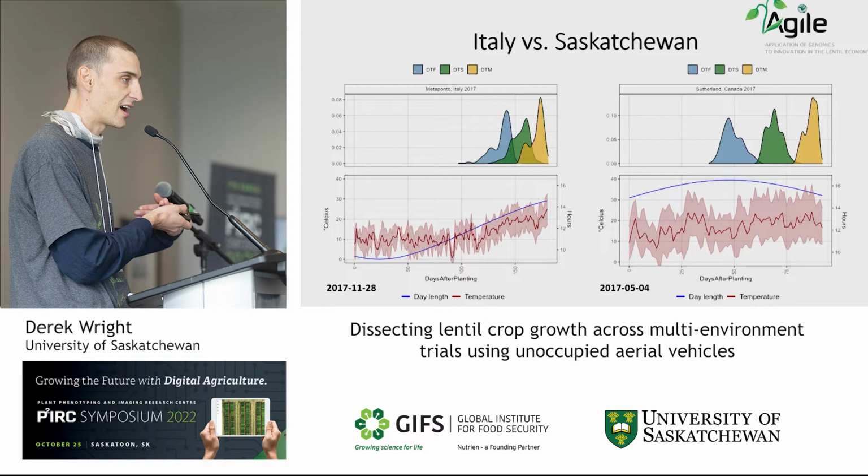Whereas in our environments in Saskatchewan, we're planting in the spring, so May 4th in our case. And as you can see, our lentils are emerging into higher temperatures and very high photoperiod, which then accelerates growth and flowering. So in our case, all 324 lentil varieties will flower and mature within 100 days, whereas in Italy, that same population will take 100 days just for the first plant to flower.